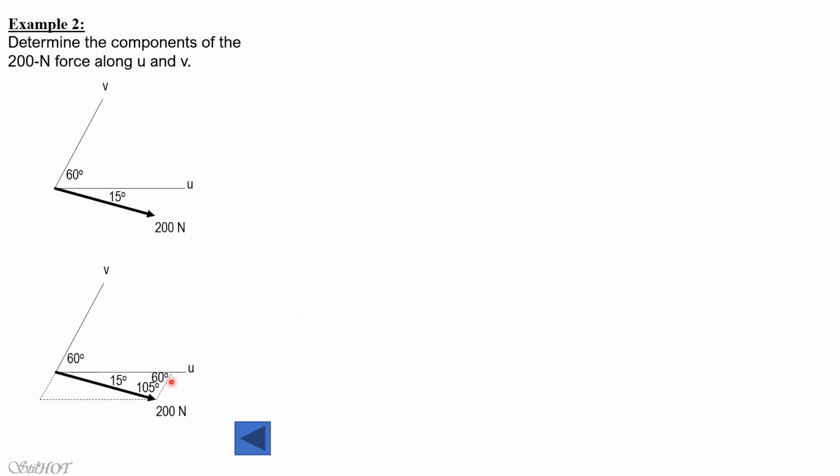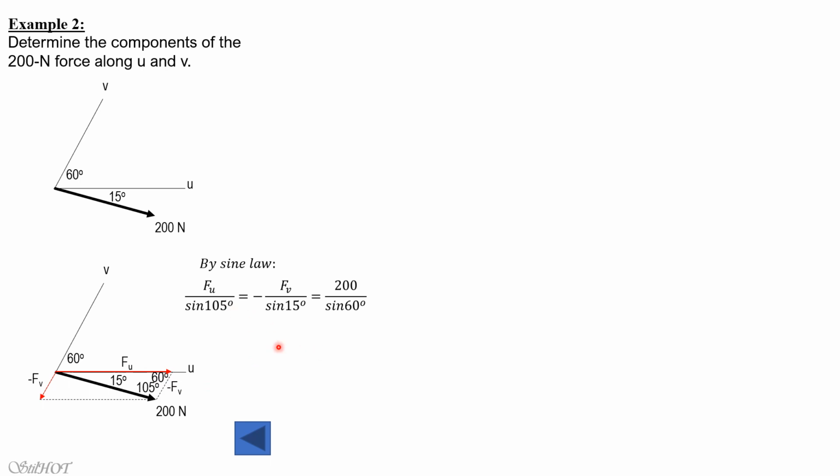So by sine law, this is F negative of FV. This is FU, and this is the negative of FV. So by the law of sines, FU over sine 105 equals negative of FV over sine 15 equals 200 over sine 60.